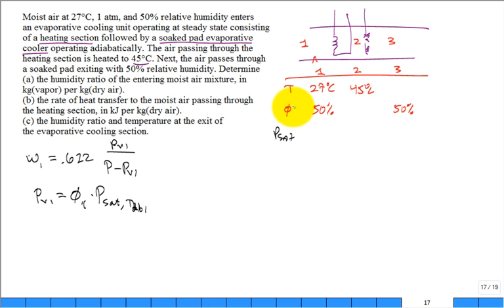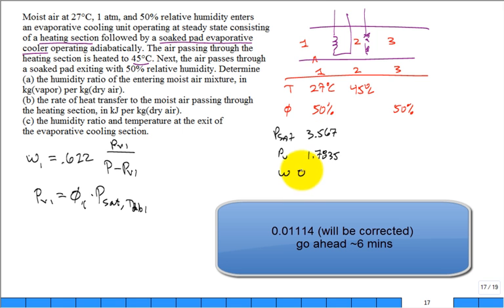Let me see if I find my numbers. It looks like that's around 3.567 kilopascal. So the vapor pressure is 50% of that, 1.7835. And then the omega is 0.1114. So here if I want omega 1, I box it. Are there any units on it? Well, it's kilogram per kilogram, so you don't need to put a unit on it, or you could put kilogram vapor per kilogram dry air. Either way. That's the answer for part A.